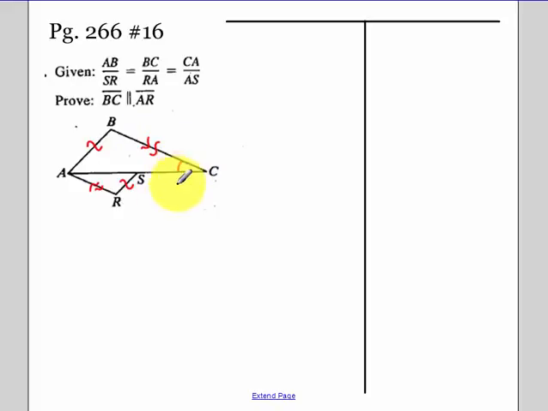So if you look at this angle here, angle C, angle RAS, would be considered alternate interior angles. So if I prove those alternate interior angles congruent, then I'm going to be able to prove BC is parallel to AR. So first we have our given.